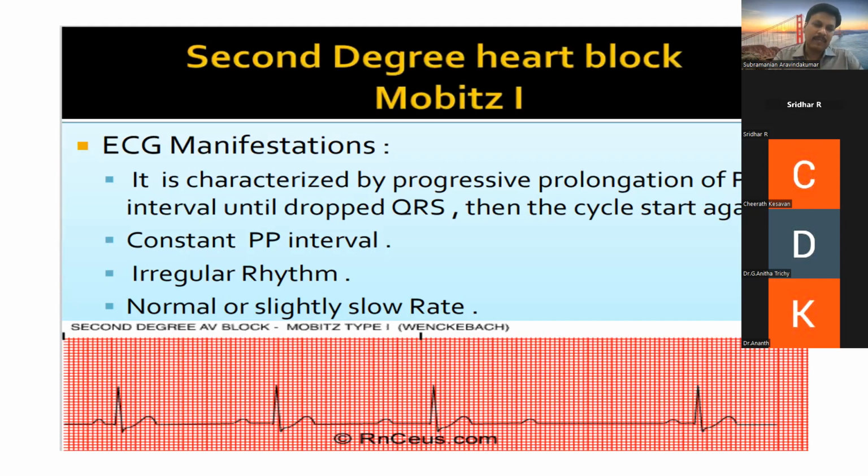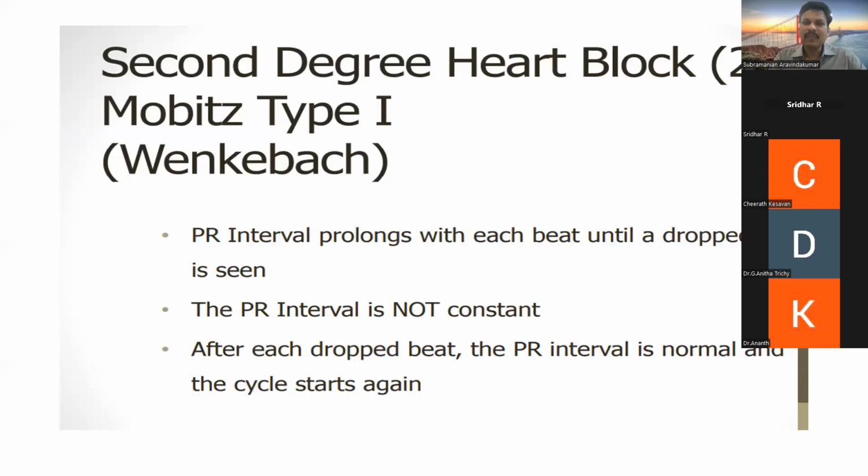So Wenckebach phenomenon. The P wave is constant. It comes at the same place, whereas the PR interval progressively increases. That's the reason why there is a drop after a period of time, because the AV node is diseased. This is called Wenckebach phenomenon.